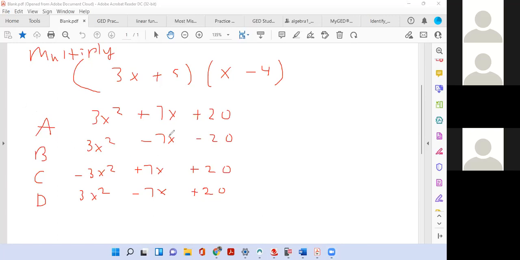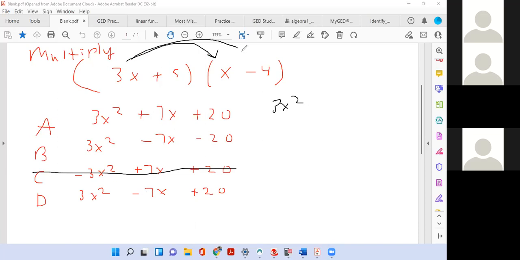I'm going to show you how you should have done it. But then what I'm also going to show you is how this problem can be done in less than 10 seconds. Watch this. So first of all, if you did it by hand, let me change my color to black. So 3x times x is 3x squared. So right away, you know it's not C.